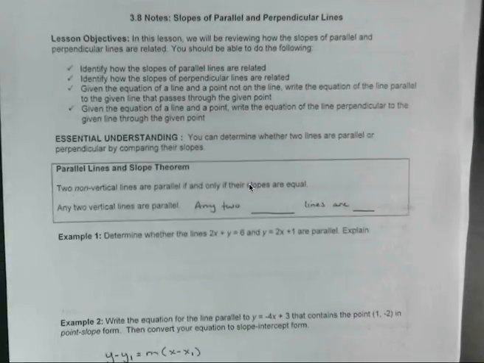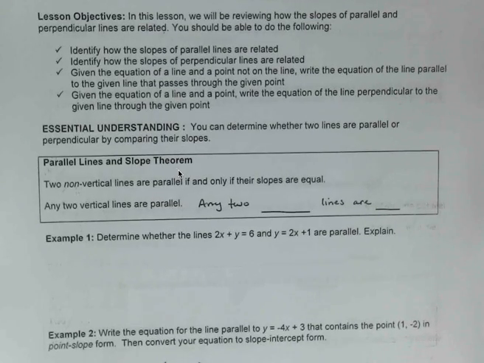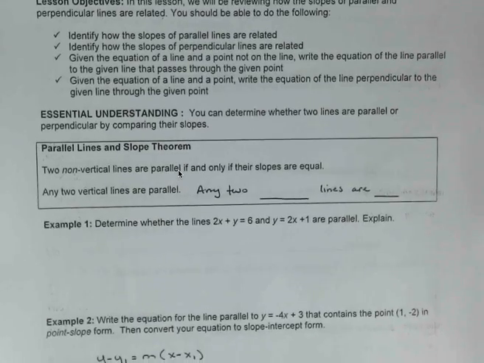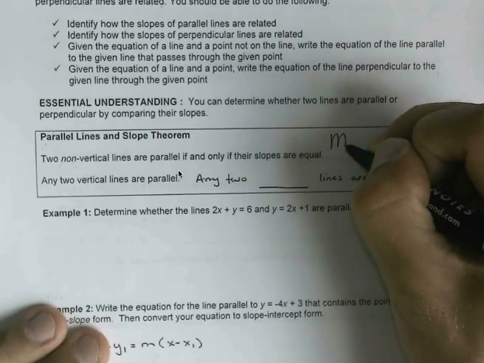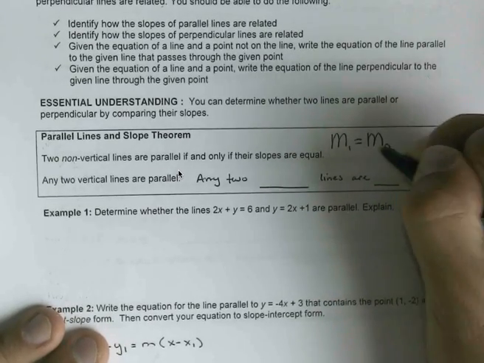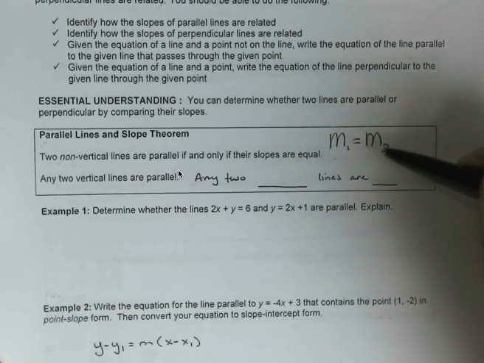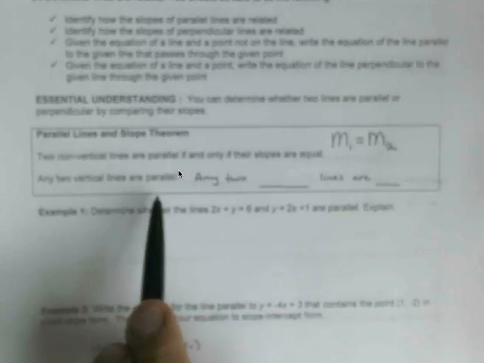A few things to recall about parallel lines are as follows. Two non-vertical lines are parallel if and only if their slopes are equal. I might use this notation every now and again, saying that the slopes are equal for two different lines, using the subscript of 1 and 2 to talk about two different lines. In addition, any two vertical lines are parallel.